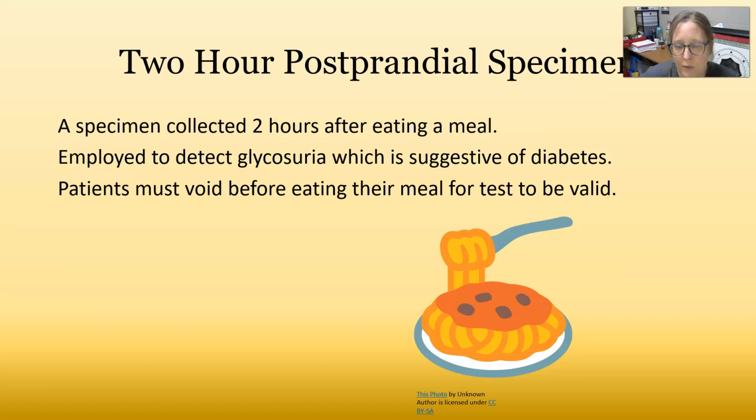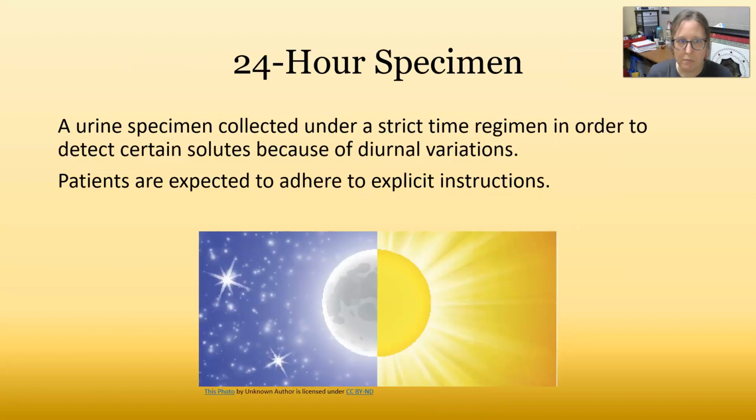One of the keys for this to be accurate is the patient must void or empty their bladder before eating their meal for that test to be valid. So therefore, the urine that's produced is the urine that is produced during the meal and post-meal, and that 2-hour window from the time of the meal till the time of the collection of the specimen.